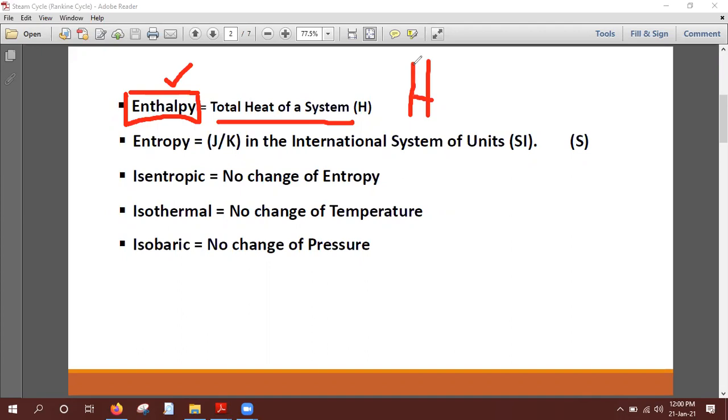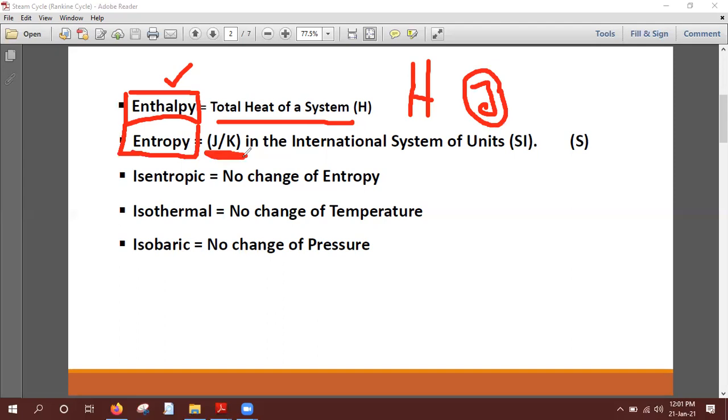The second one is also related to heat, that is entropy. One is enthalpy, the total heat of a system. The second one is entropy. So what is entropy? It is also a kind of heat. But the unit of heat is joule, while the entropy unit is joule per Kelvin.